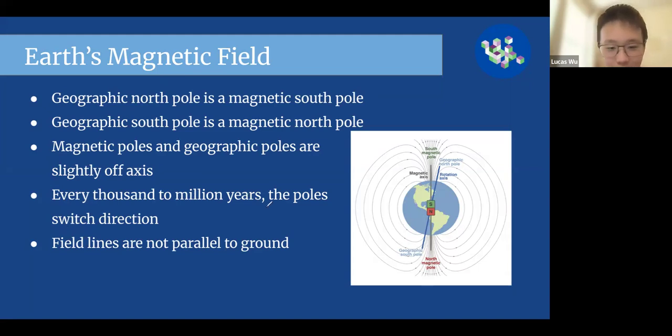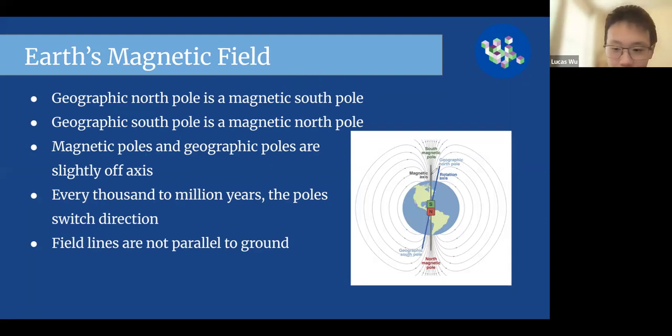Every thousand to million years, the poles will switch direction. So in a very, very long time, the geographic North Pole will be pointing in the same direction as the magnetic North Pole, and the geographic South Pole will be pointing in the same direction as the magnetic South Pole. But currently, the North Pole of the magnetic field of the Earth and the geographic North Pole are on opposite sides of the Earth.